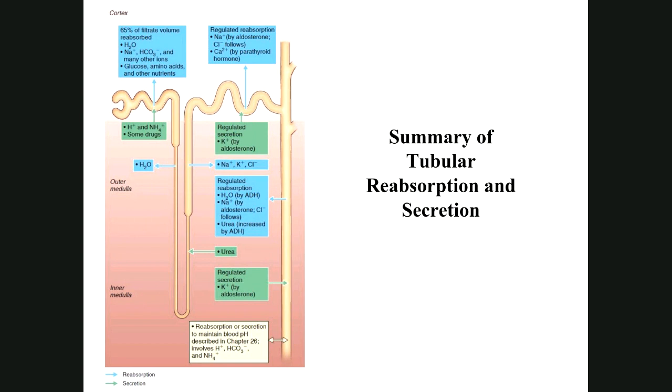So I don't want you to look at the secretions yet. I want you just to look at the blue ones. So we have 60% of the filtrate volume reabsorbed: water, sodium, bicarbonate, and many other ions, glucose, amino acids, and others. And this is due to the passive first and second active transport.